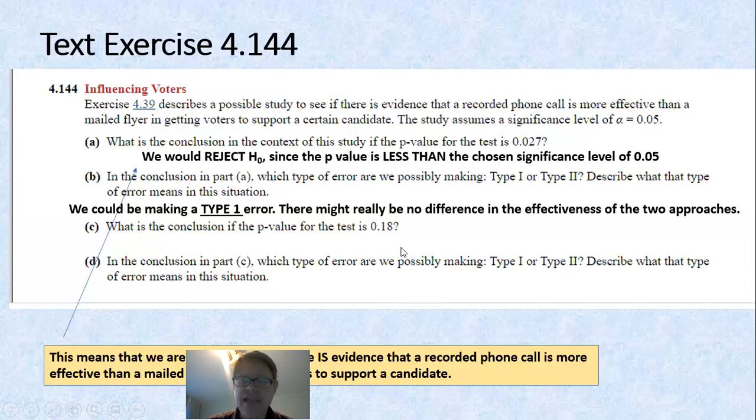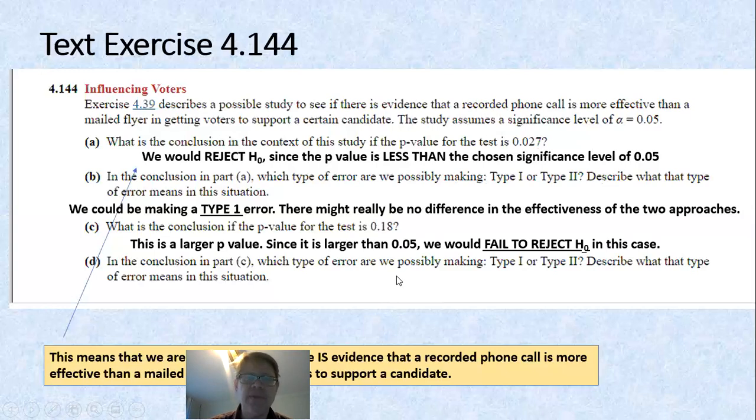And whenever that's the case, when we have a larger p-value than our significance value, we're going to fail to reject the null hypothesis because the p of 0.18 is bigger than the alpha of 0.05. We'll fail to reject the null hypothesis. That means here that we're effectively concluding that we don't think that there's significant evidence that there's a difference in the effectiveness of these two approaches.